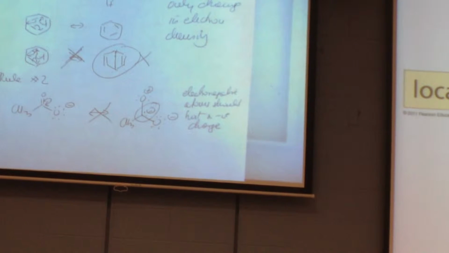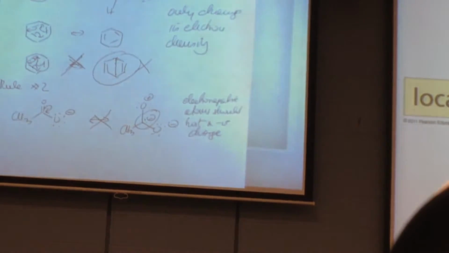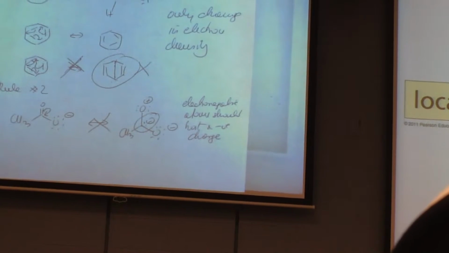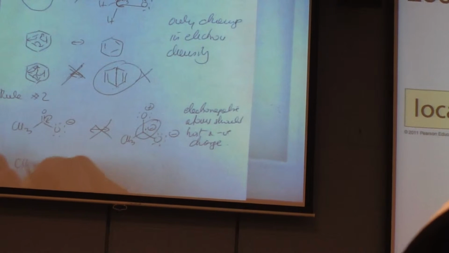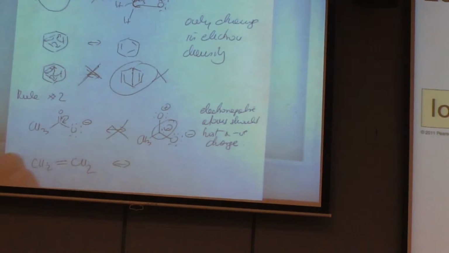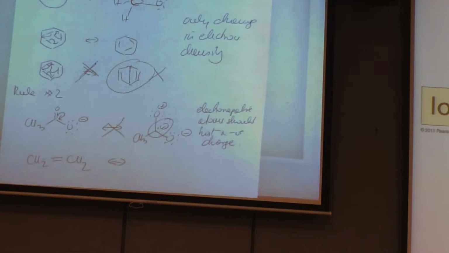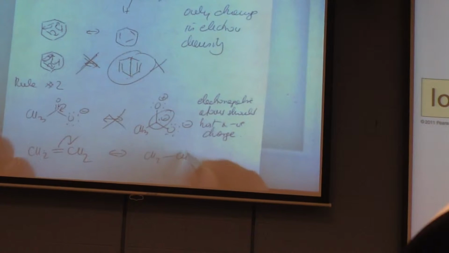By rule, though there's some variations as well, the major rule is the electronegative atom should host a negative charge. So keep in mind, for example, this right here, CH2, CH2. Oh, here's the pi electrons. Oh, I can do resonance. Oh, look at me go. Okay. This is what I form.